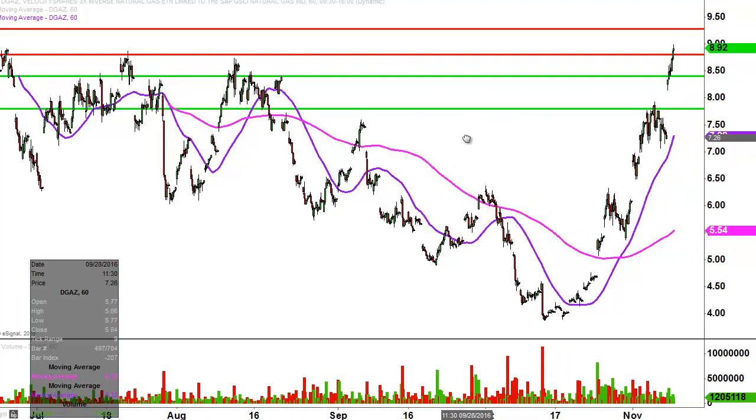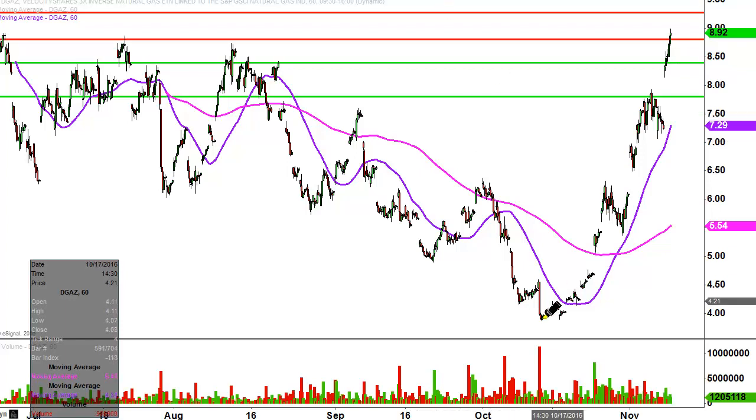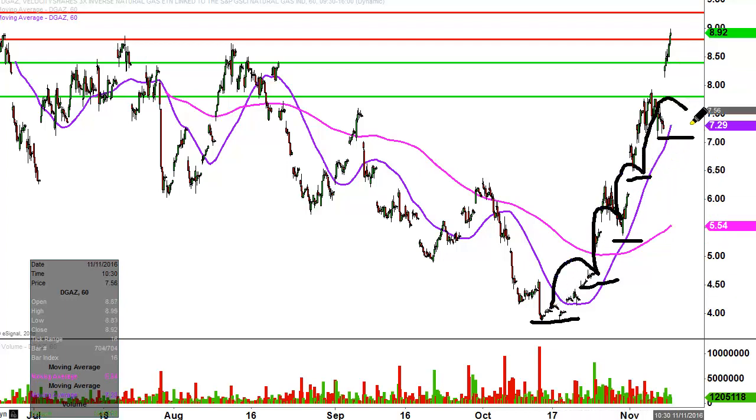So all in all, very nice looking chart. And at the end of the day, as long as the price keeps doing what it's been doing in terms of putting in these higher bases, then the long-term chart is going to continue to take care of itself.